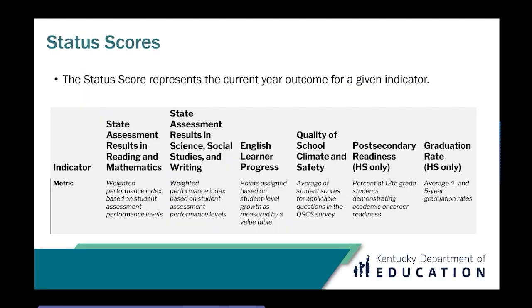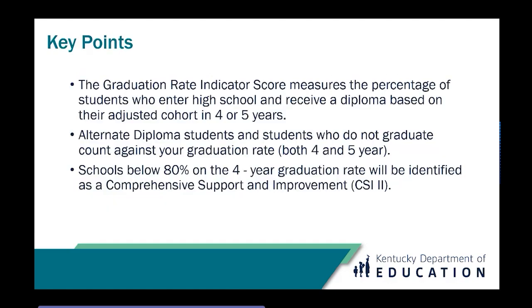Status is defined as current year performance on the metrics used for that indicator. The metric that determines graduation rate is the average 4 and 5-year graduation rates. Later in this training, I will demonstrate how to configure the status for the graduation rate indicator. A few key points to begin the discussion about graduation rate.